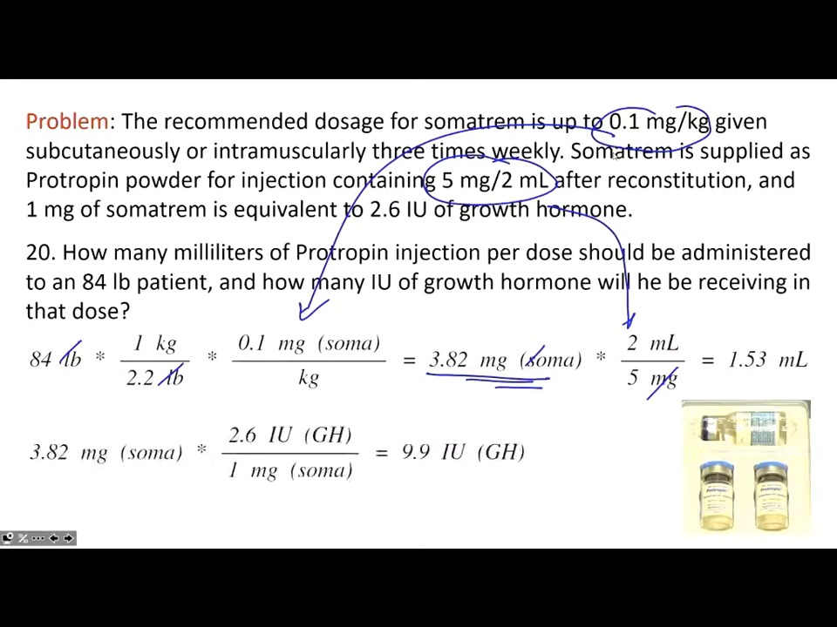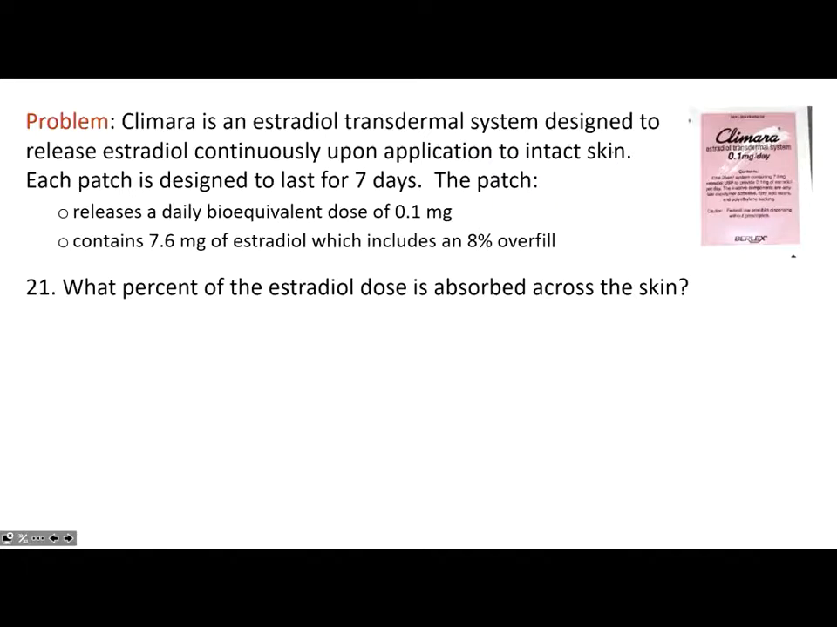And the last part was to say, okay, this dose, that's the dose of somatrim. How much growth hormone is that equivalent to? Well, I was told it's 2.6 international units per milligram of somatrim. So if I multiply that across like that, milligrams cancel, and I get 9.9 international units of growth hormone is what that's equivalent to. Last question here, and I'll try to do this quick.